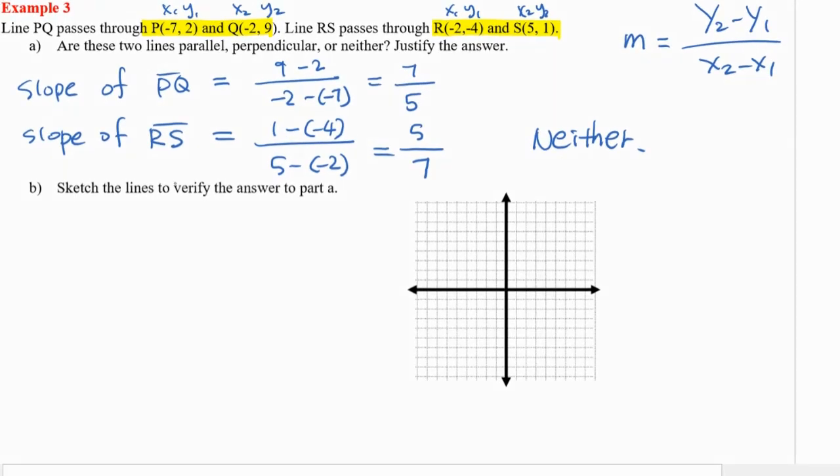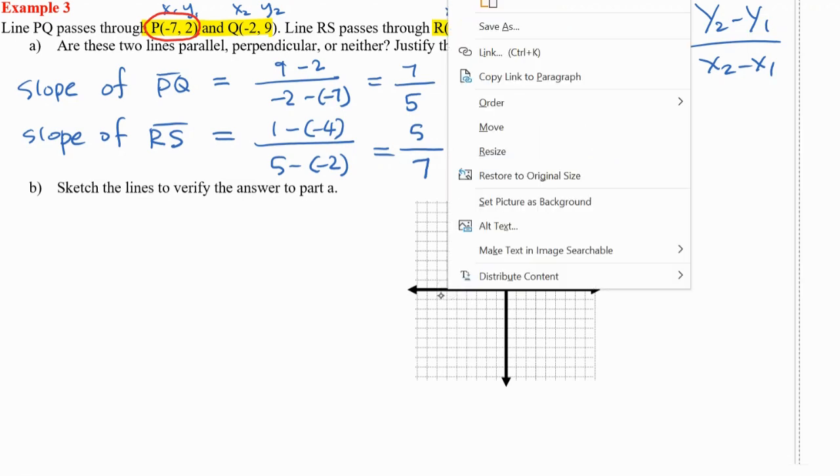Okay, it says sketch the line to verify the answer to part A. So we say neither, and we're going to verify that they have no relationship. So 7 over 5, we're going to use rise over run. But we have to decide the starting point. So let's start from the point negative 7 comma 2.